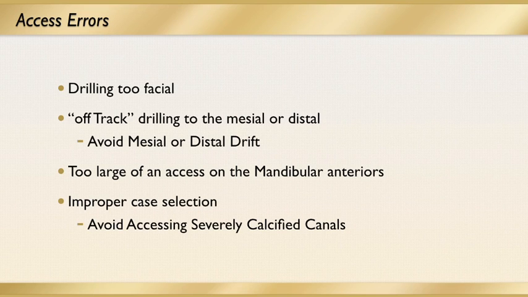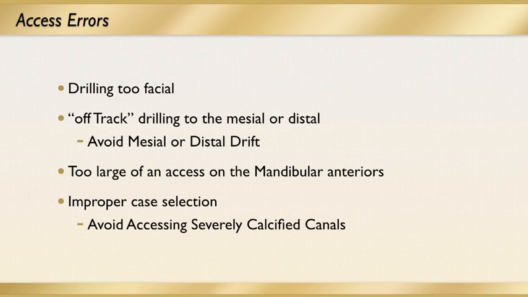The third thing I see is that you can do too large of an access on the mandibular anterior teeth. You really want to keep it small. You want to open up your access enough so you can catch all the anatomy, but you don't want to hog out the access, especially on those mandibular incisors. They have a pretty small mesial to distal width, so you have to be careful, patient and gentle when accessing those teeth.